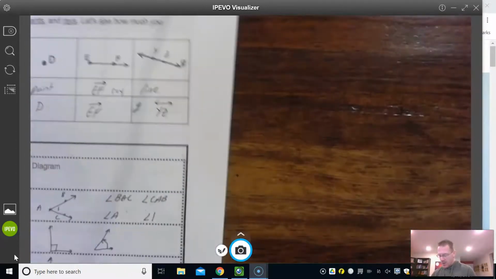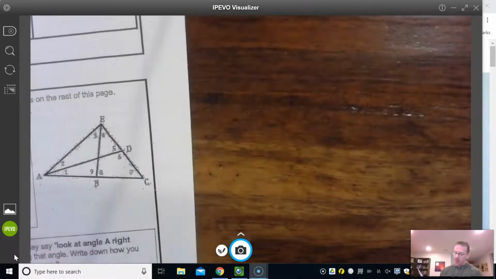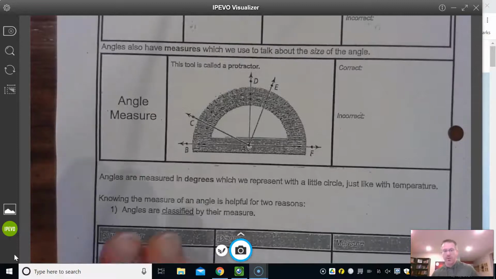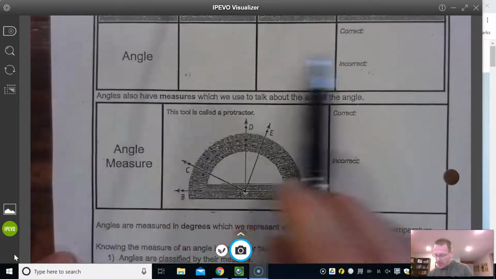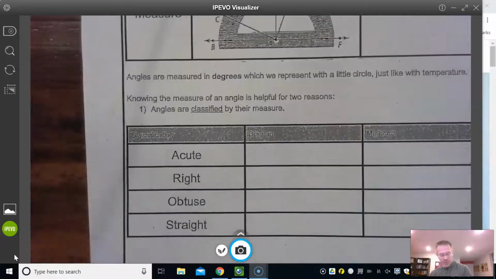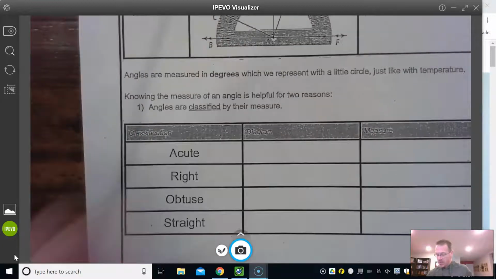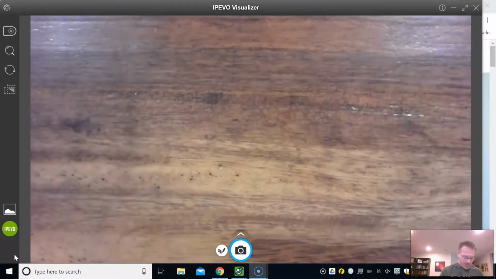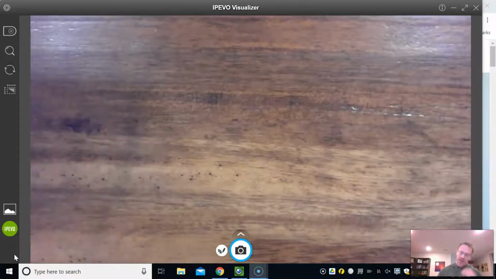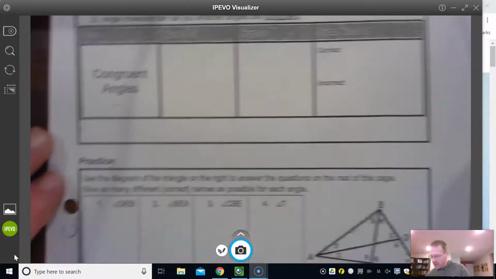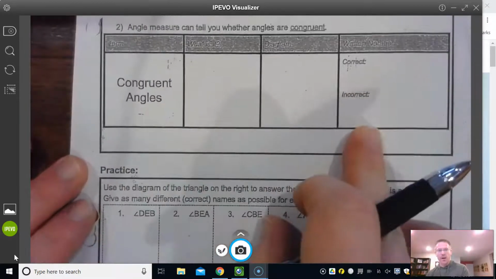I've done everything on this page here, and if you want to rewrite it, you can. But we went through the angles. I'm not going to focus on this right now. We've gone through acute, obtuse, straight, so we went through all of those things. I'm going to go through, and I talked about this already, congruent angles.